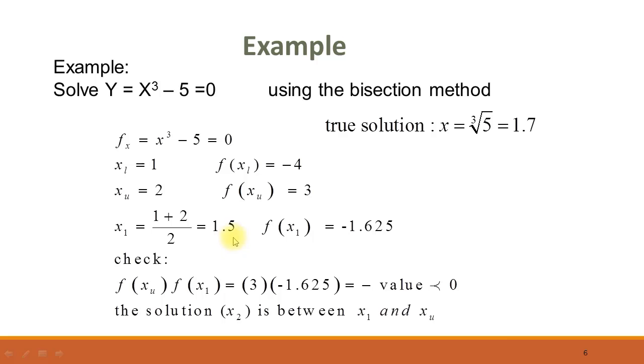The bisection method procedure is very simple. First of all, choose any two values for the solution of the non-linear equation at which the function has opposite sign. At x equal to 1, the function has minus 4, and when we put x equal to 2 in the given equation, the function value is 3. So the function has opposite sign at 1 and at 2. So this is the xl root and this is the xu root. Now to find the next root x1, simply add these two roots, divide by 2, we obtain the next root 1.5. So x1 is now 1.5.